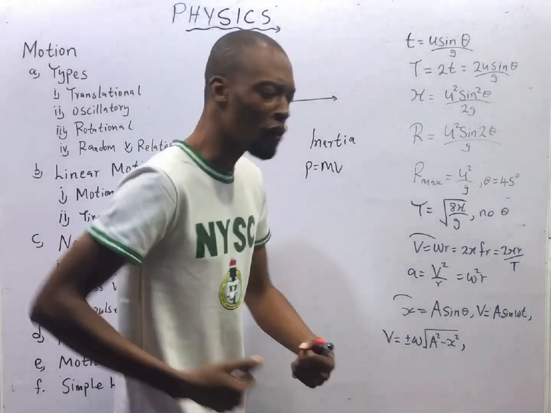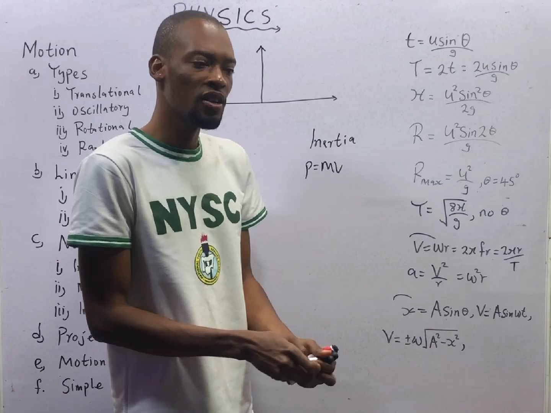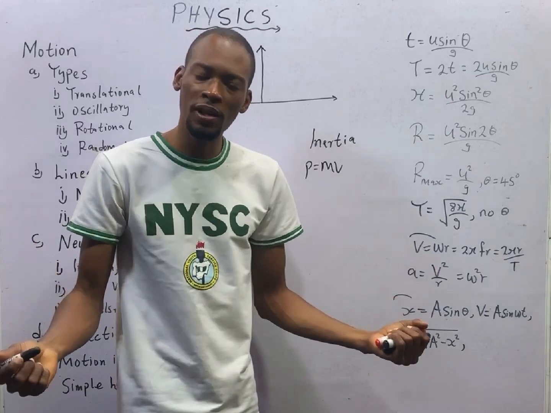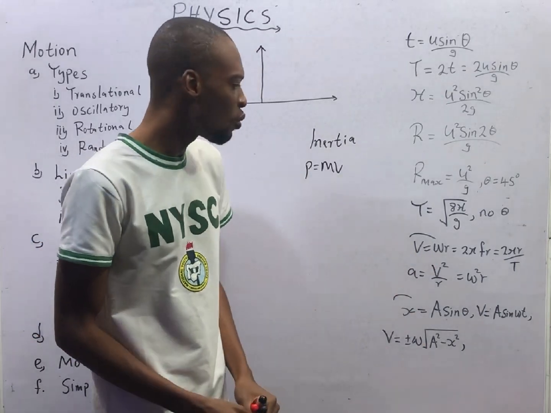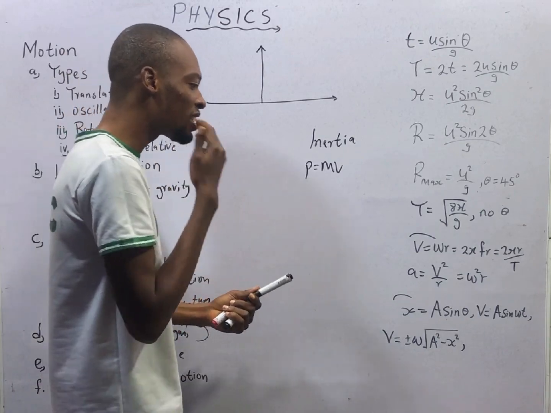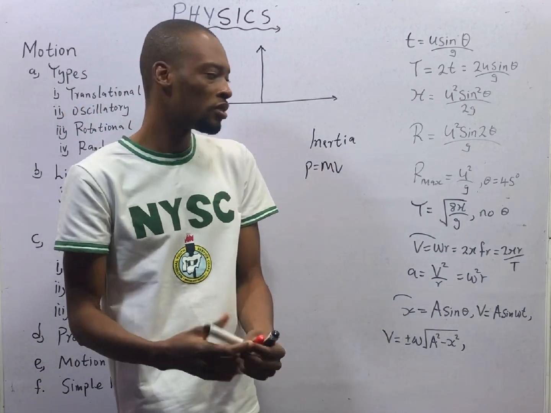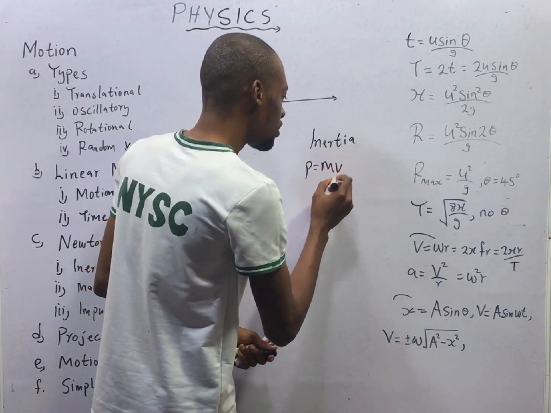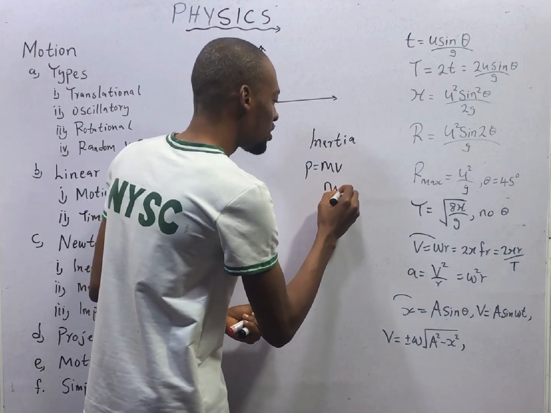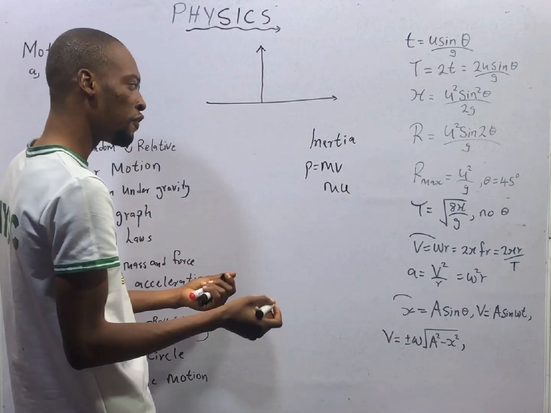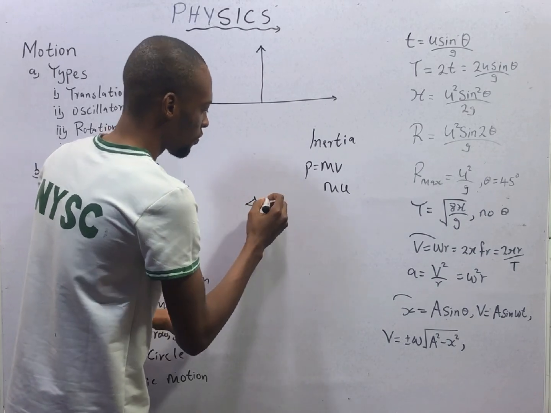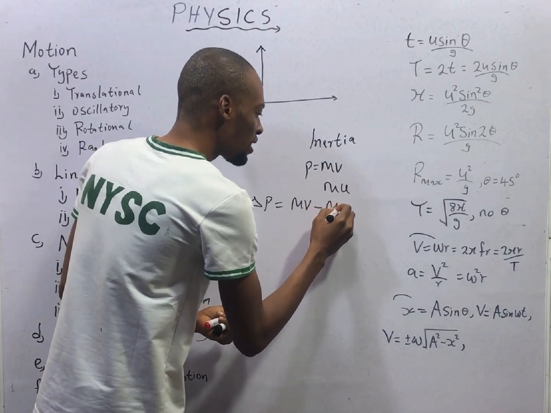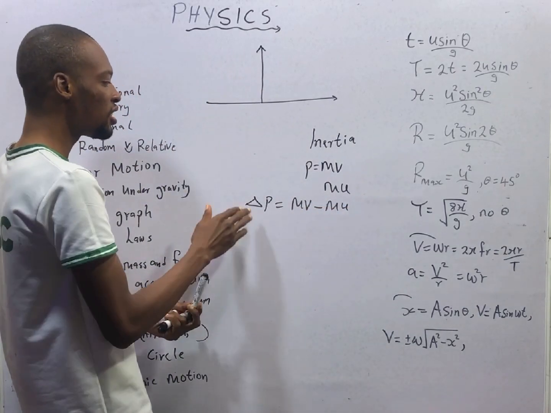So as you are moving, your mass and the velocity at which you are moving multiply to give momentum. But the change in momentum of a body is proportional to the force applied. What is change in momentum? Change means final minus initial momentum. Final momentum is mass times final velocity. Initial momentum is mass times initial velocity. Therefore, change in momentum is equal to mass times final velocity minus mass times initial velocity. This is change in momentum.